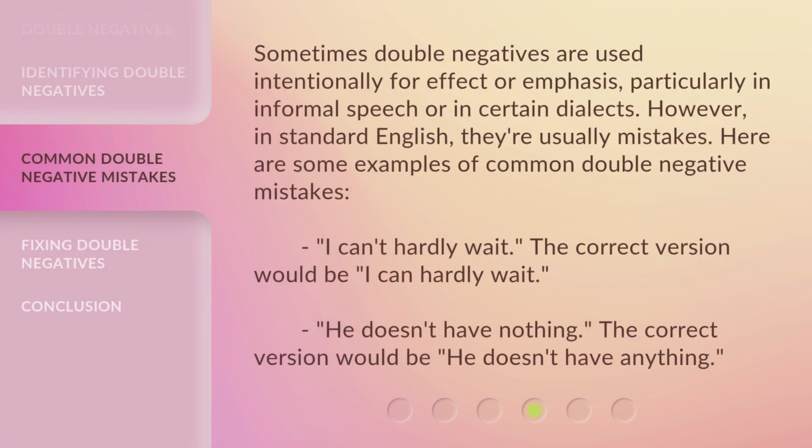Sometimes double negatives are used intentionally for effect or emphasis, particularly in informal speech or in certain dialects. However, in standard English, they're usually mistakes. Here are some examples of common double negative mistakes. I can't hardly wait. The correct version would be, I can hardly wait. He doesn't have nothing. The correct version would be, he doesn't have anything.